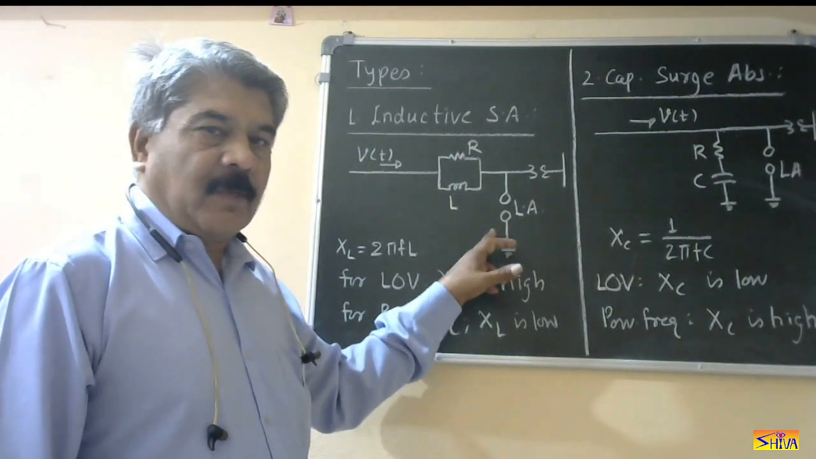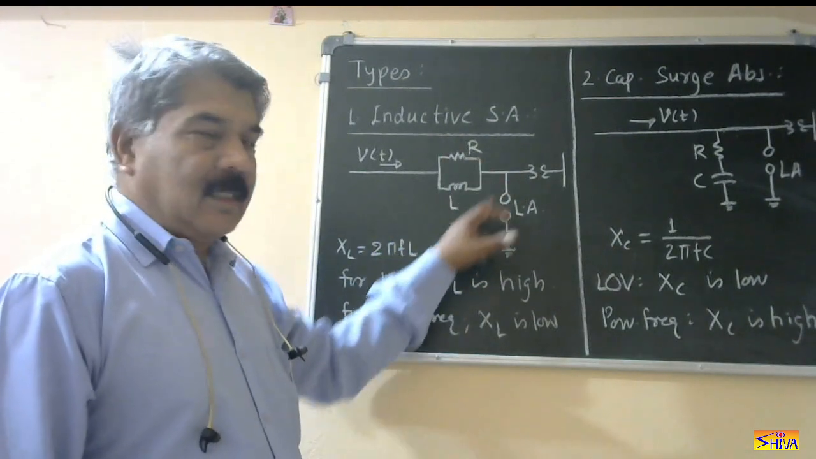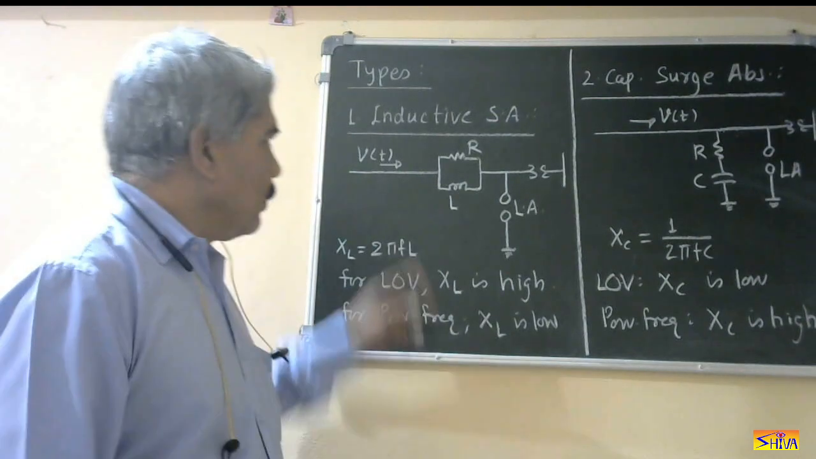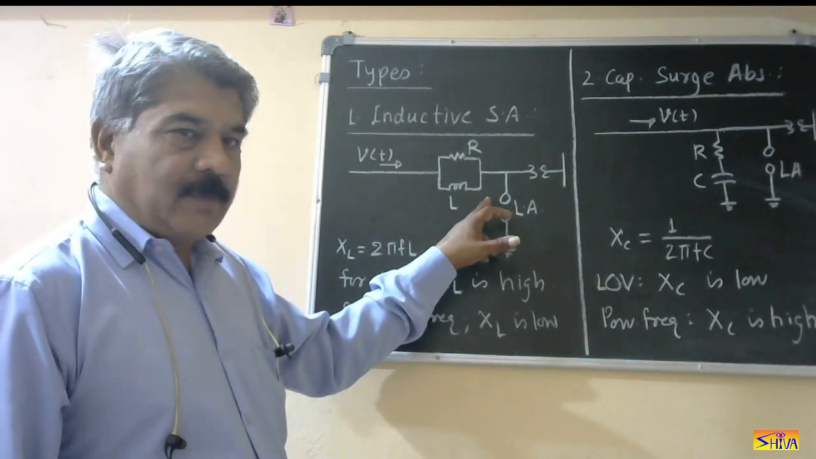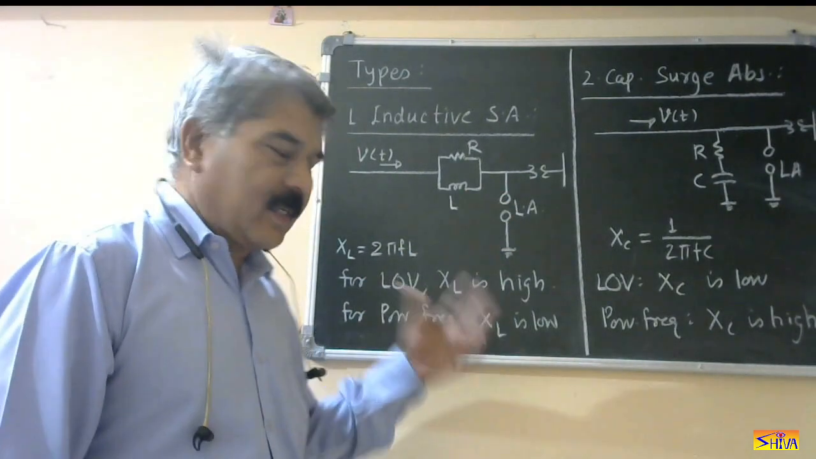This surge absorber consists of resistance and inductor. So this is the surge absorber installed before the lightning arrestor in the system. When lightning or voltage is coming, first it has to pass through this surge absorber, then it will go to the lightning arrestor. Now let us see how it works.